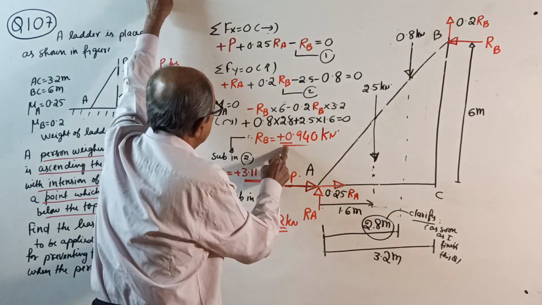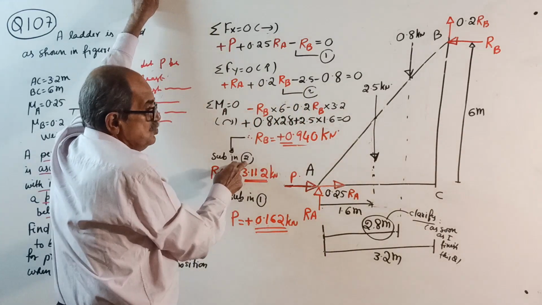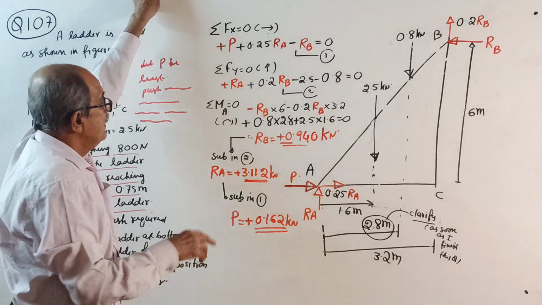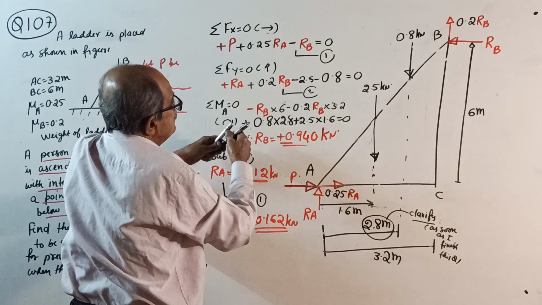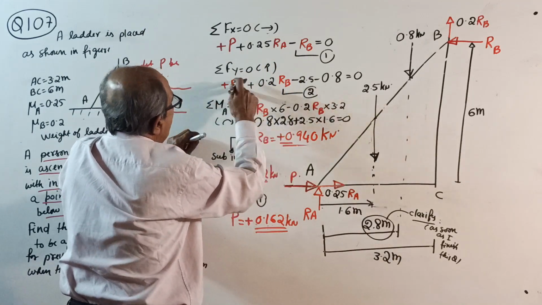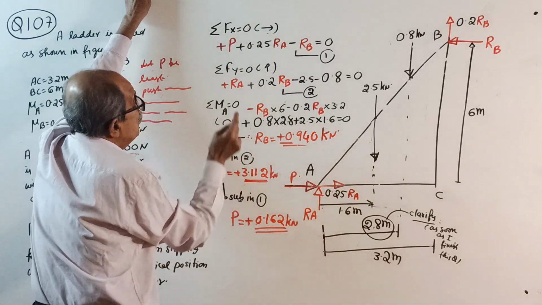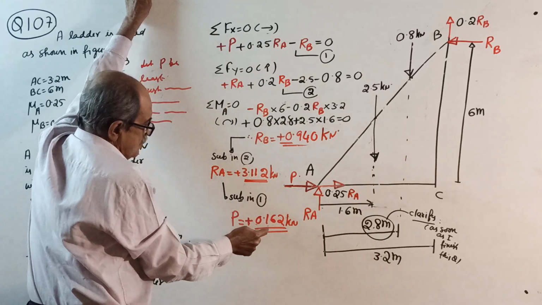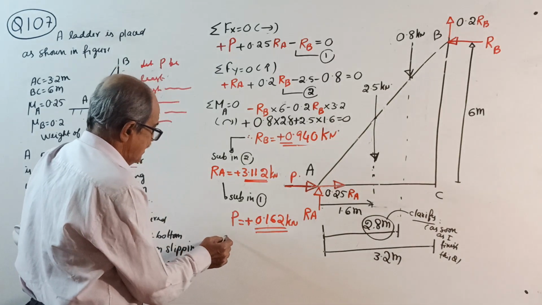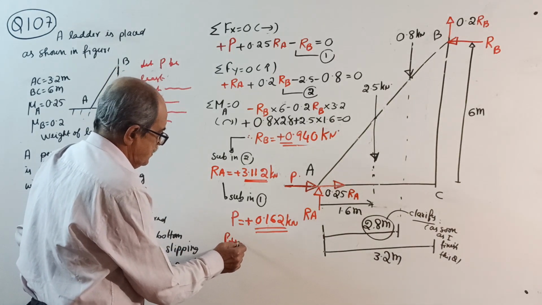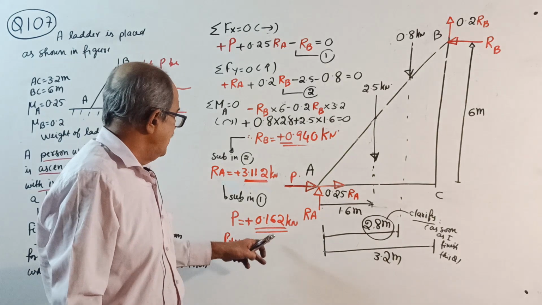Once you get the value of Rb, substitute in 2, you will get the value of Ra. You should do it. Don't expect me to write. Once you get Rb, substitute in 2, get Ra. Once you get Ra, substitute Ra and Rb both in equation 1, you get the value of P, that is 0.162 kilonewton. Now make a note here. Your P comes positive, means correct. So the least force required is 0.162.